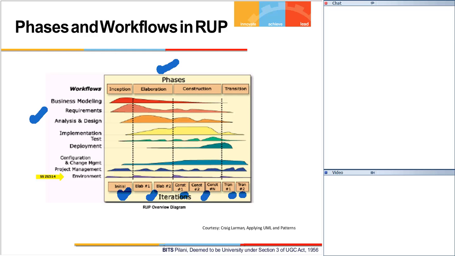So if you see this diagram more carefully, you would find that the environment discipline activity has its peak every time a new phase starts, right? You see this here, here, as well as in the transition phase. So whatever preparation in terms of environment is required to support a particular phase, all those activities are carried out in the first iteration of that particular phase, and hence the peak for the environment activity.